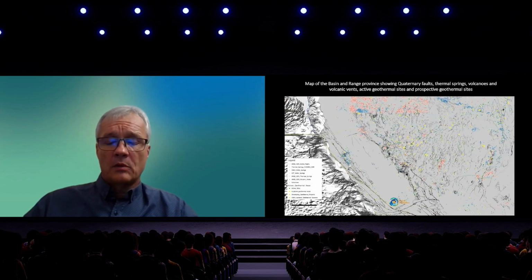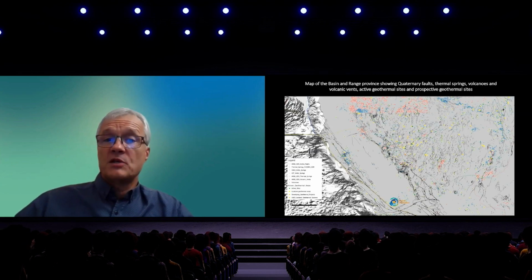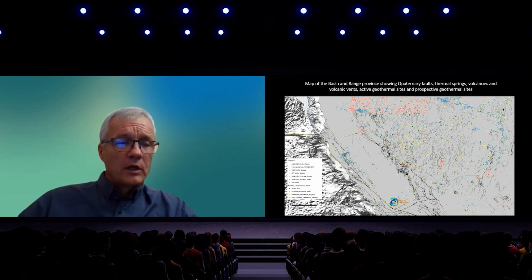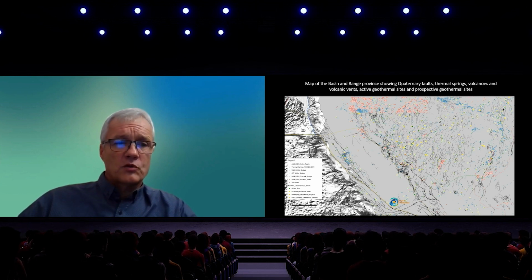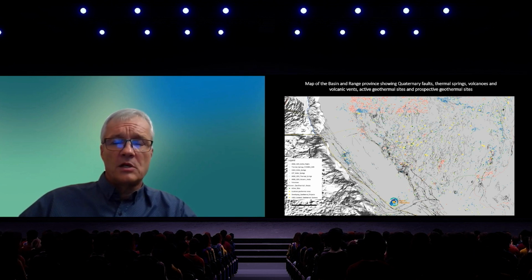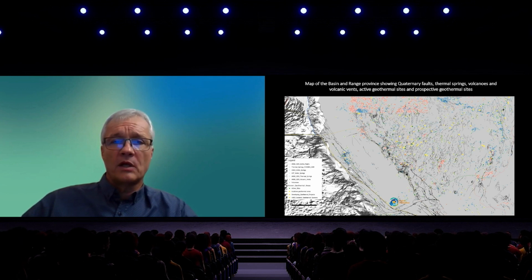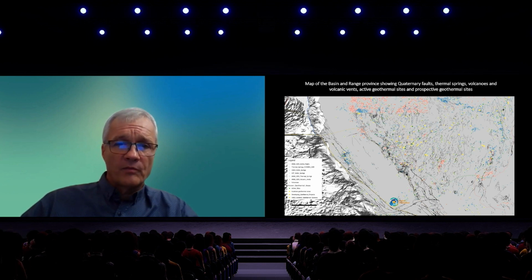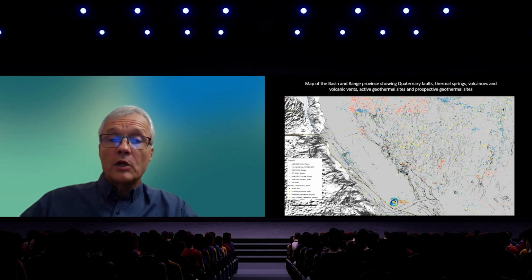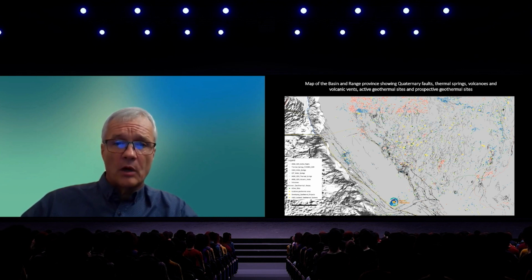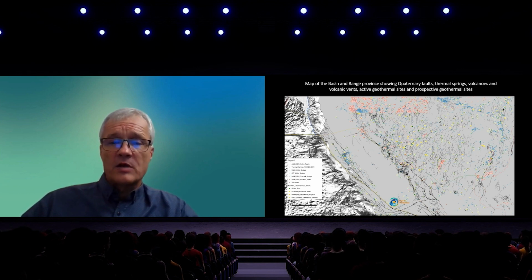Another example comes from the Basin and Range Province, and we are looking at an ArcGIS map. It was composed from data from multiple databases. They are all abbreviated here. As a result, we can see Quaternary faults in black. We can see thermal springs in light blue, and we can see volcanoes and volcanic vents in red. We can also see active geothermal sites, even including commercially producing reservoirs, geothermal systems in green.